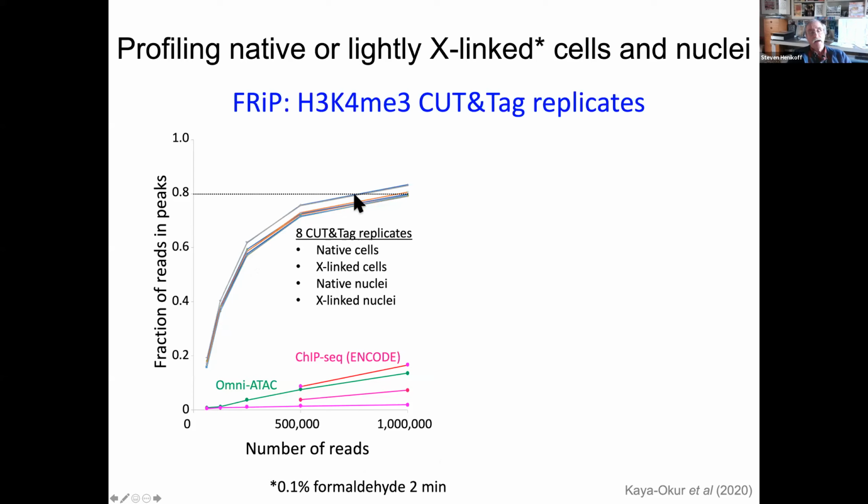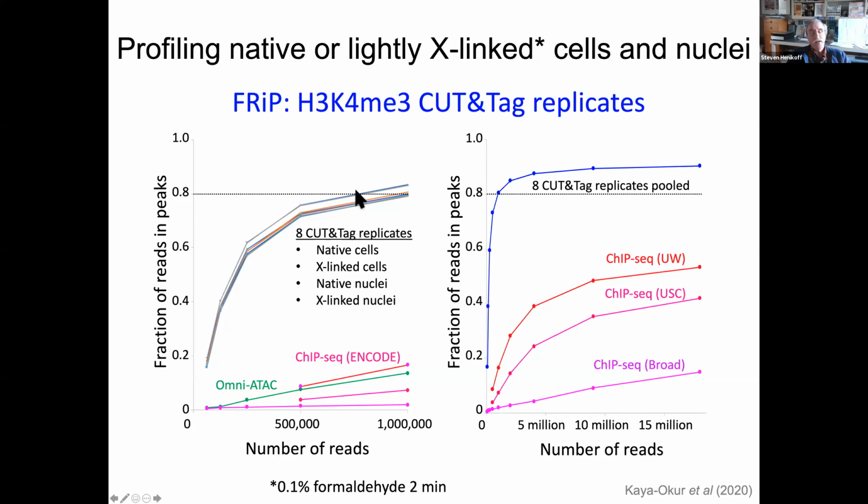So this just shows the kind of quality that we get. We use the fraction of reads in peaks, the FRiP measure that was introduced by the ENCODE project, in order to measure data quality. And you can see that the fraction of reads in peaks levels off just above 80%. And we get that with only 500,000 reads, which is quite good compared to other kinds of methods. There are actually 8 curves here. It shows different biological replicates, for native cells, cross-linked cells, native nuclei, or we cross-link the nuclei directly, we get pretty much the same results.